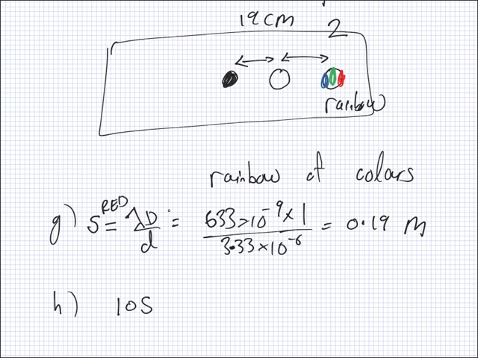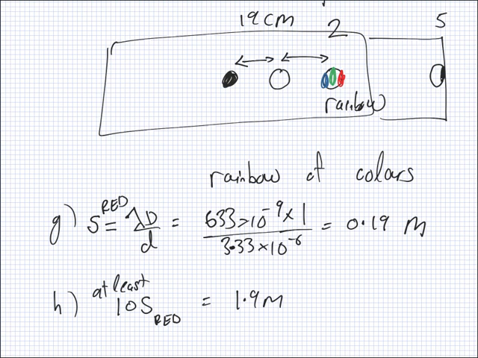My question is, how big does the screen need to be? It needs to be at least 10s for red, which equals 1.9 meters. But you don't really want to use 1.9 because then the last one will be right on the edge, and the red is here. That's not really accurate, is it? So I would recommend you use 2 meters to be safe. It's not too much bigger, just a little extra space so you can clearly see the last one. So I think 2 meters would be a good length for the screen here.